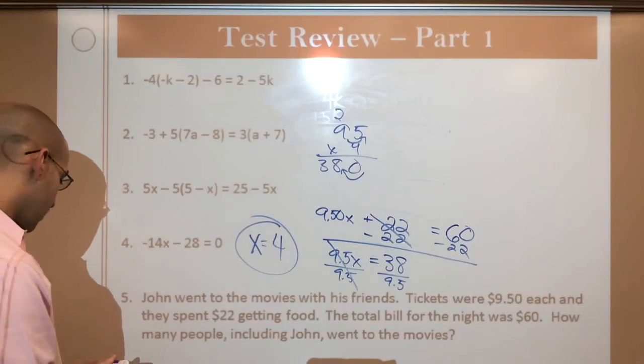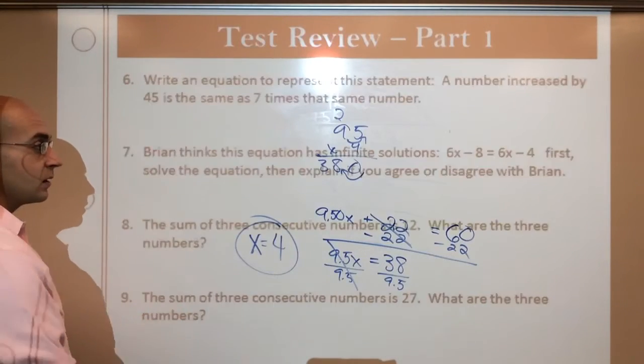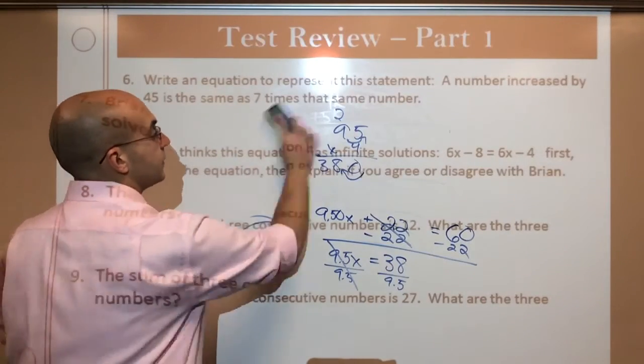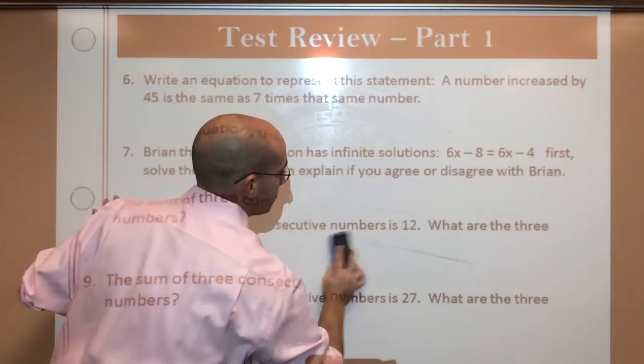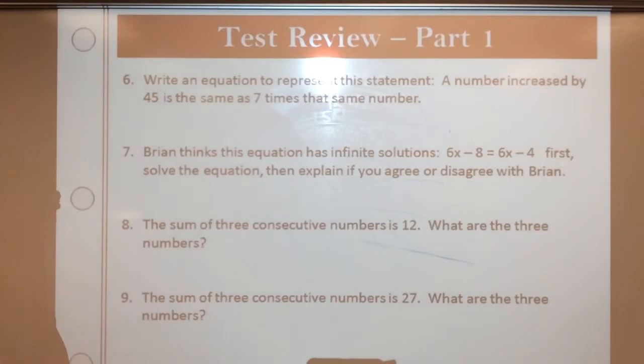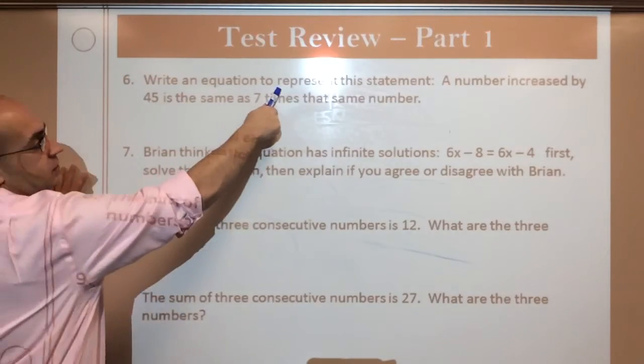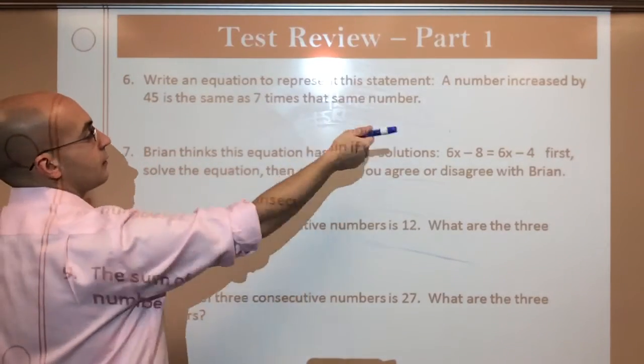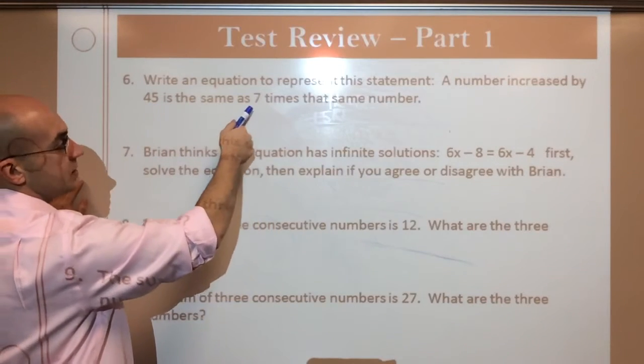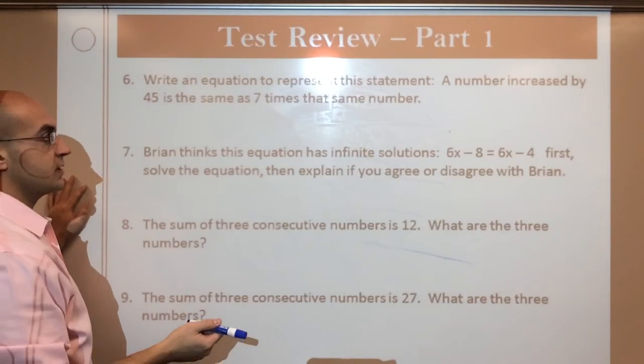Okay. Got one more slide for you. I told you these are going to be a little bit longer for your review. Not going to do all of these, but we'll do a couple of them. Number 6 seems pretty simple, right? Write an equation to represent this statement. A number increased by 45 is the same as 7 times that same number. A lot of sames there.